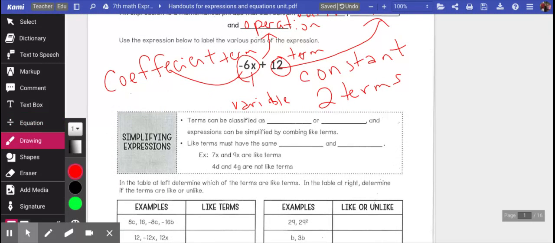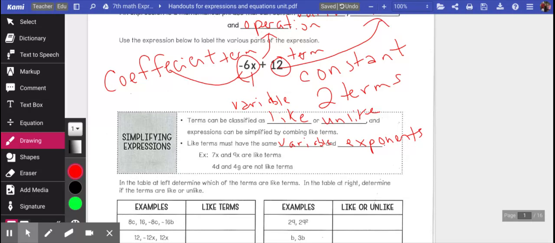So when we simplify an expression, terms are classified as like terms or unlike terms. And they can be simplified by combining the ones that are alike. And so like terms have the same variable or letter and the same exponent. And we really won't do a lot with exponents this year, but you might see that on like a standardized test or something.